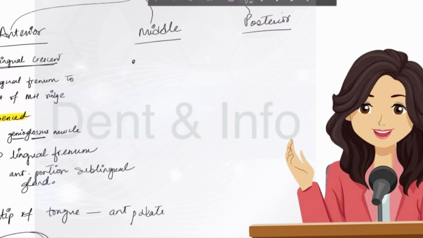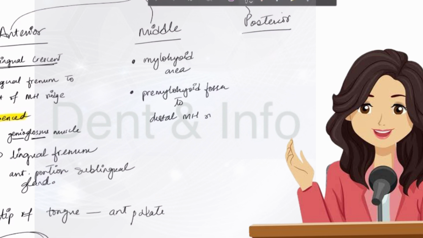Talking about the middle part of the alveolingual sulcus, that is called the mylohyoid area, because it is the area where the mylohyoid muscle is located. So it extends from the pre-mylohyoid fossa to the distal end of the mylohyoid ridge, right? So it is the area in the region of your mylohyoid ridge.